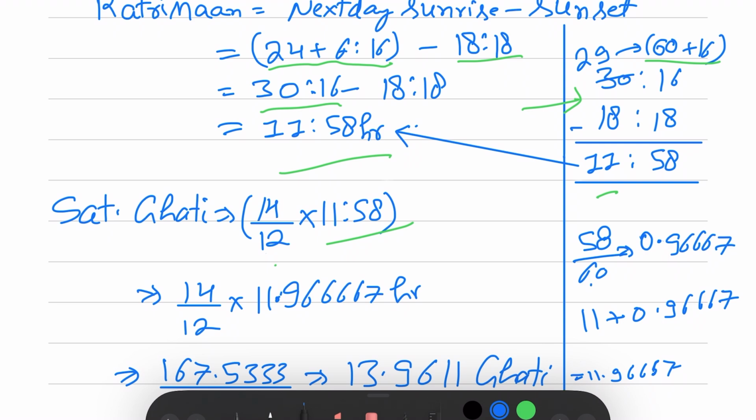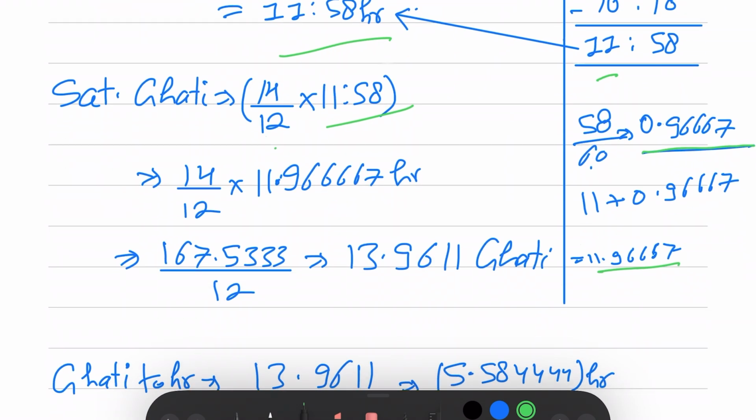Ratriman is 11 hours 58 minutes, and let's convert 11 hours 58 minutes into hours. So 58 divided by 60 is 0.96667. If we add 11 to it, it is 11.96667. So we multiply 14 by 12 into 11.96667. 14 into this is 167.533. If we divide it by 12, it is 13.9611 ghati.